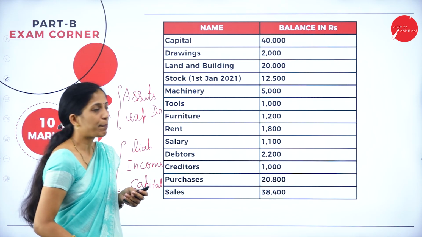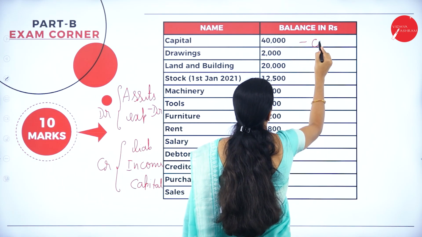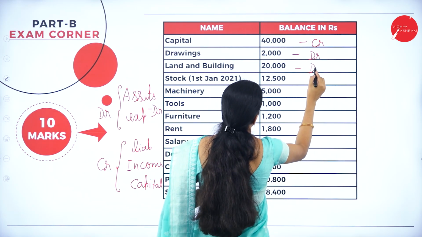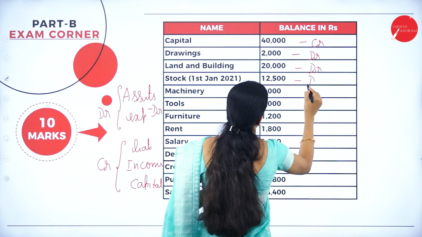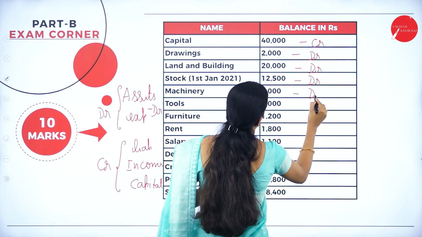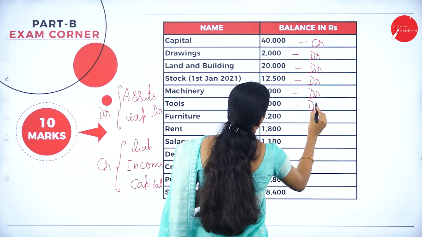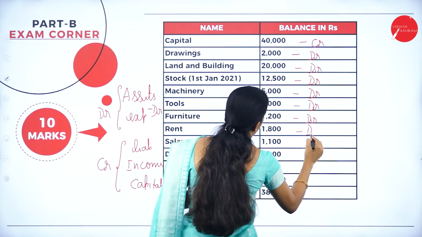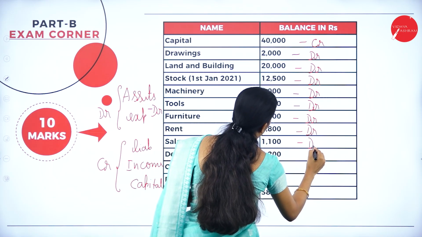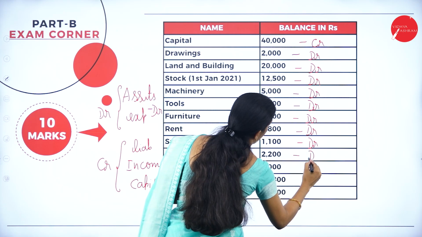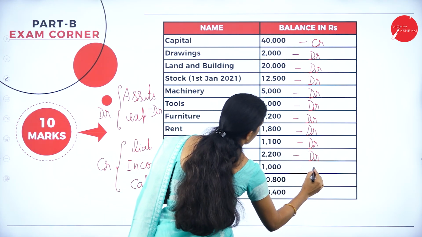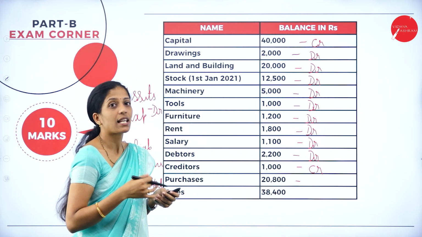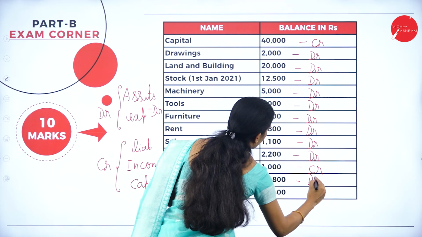Now go through this. Capital, it is credit. Next, drawings, it is debit. Land and building, it is an asset, so debit. Stock is an asset, debit. Machinery, debit. Tools, it is also an asset, debit. Furniture, debit. Rent, it is an expense, debit. Salary, it is also an expense, debit. Debtors is an asset, debit. Creditors is a liability, so credit. Purchases, it is an expense, so debit.